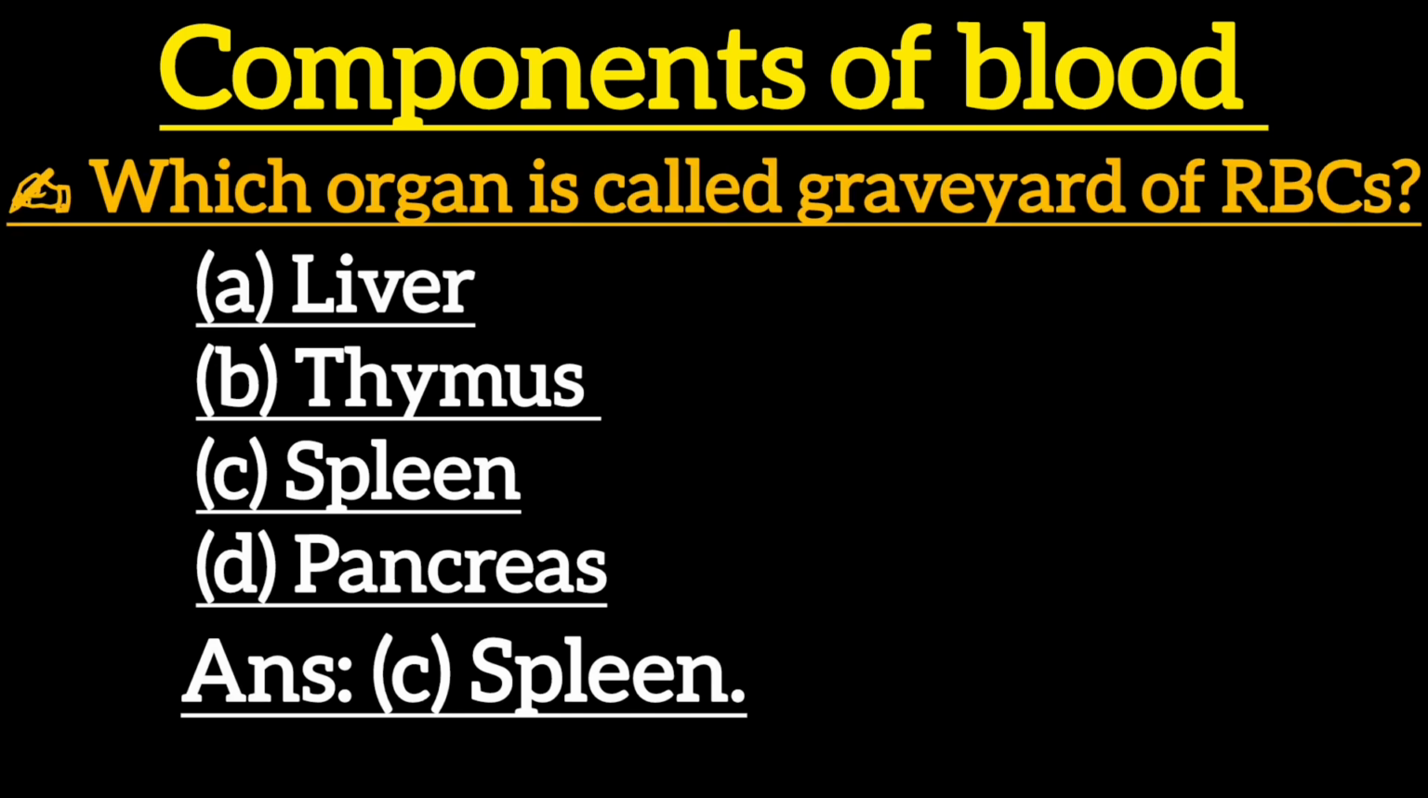Next one is which organ is called graveyard of RBCs? Option A liver, option B thymus, option C spleen, option D pancreas. Correct answer is option C spleen.